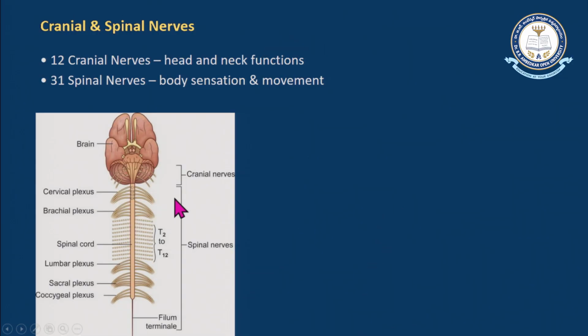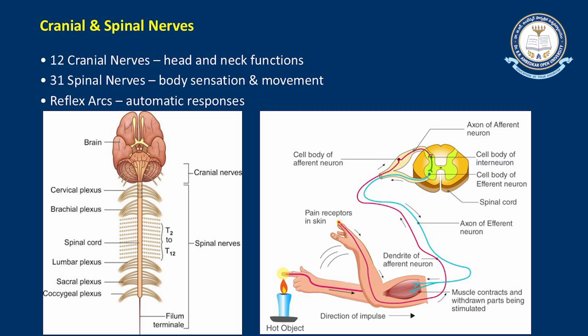In the same way, we have the spinal nerves, with 31 spinal nerves arising from the spinal cord, helping you daily to sense and for the movements. If you can see the diagram, you have a brain, you have cranial nerves at the top, followed by the spinal nerves. So how many cranial nerves do we have? Yes, 12, and 31 spinal nerves.